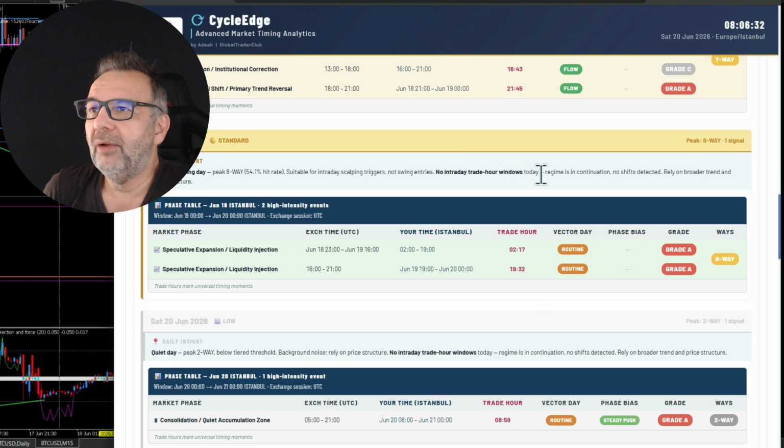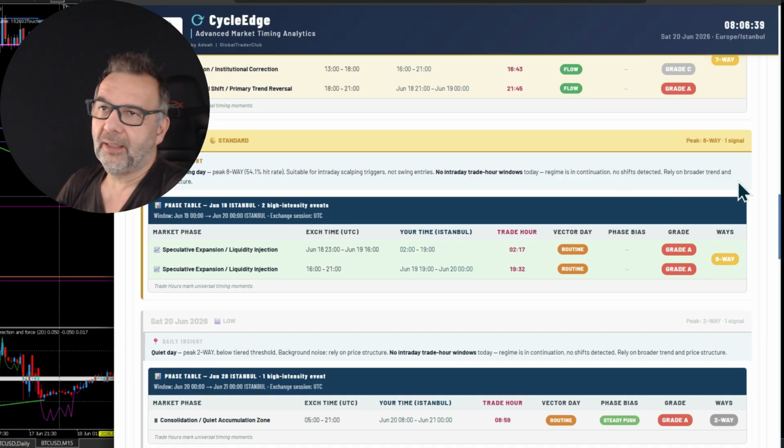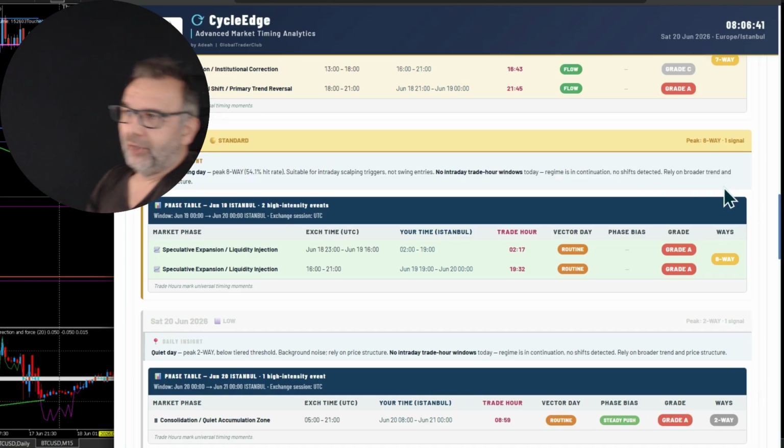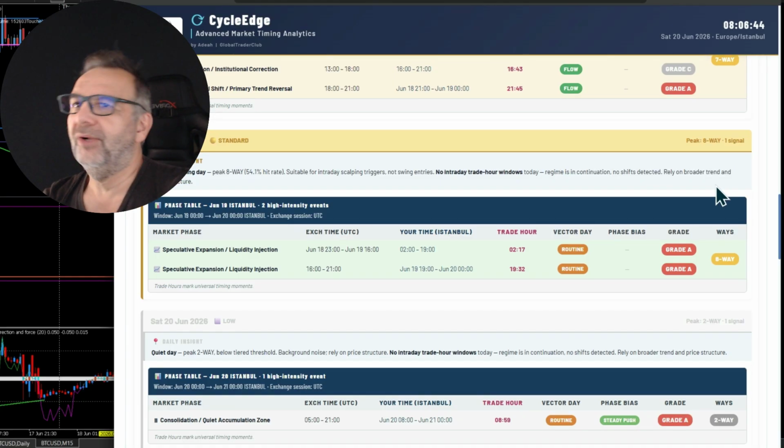No intraday trade hour windows. Regime is continuation. No shifts detected. So this kind of information is obviously relying on the broader trend. So what would that be for us on a Friday?